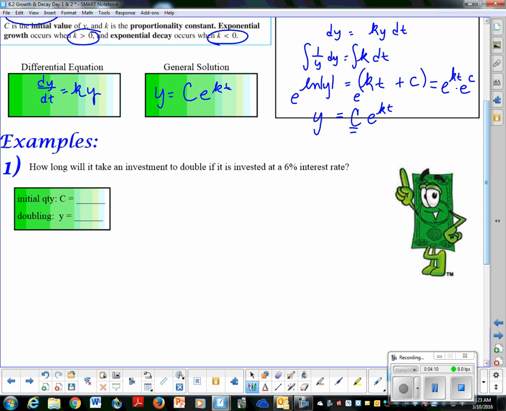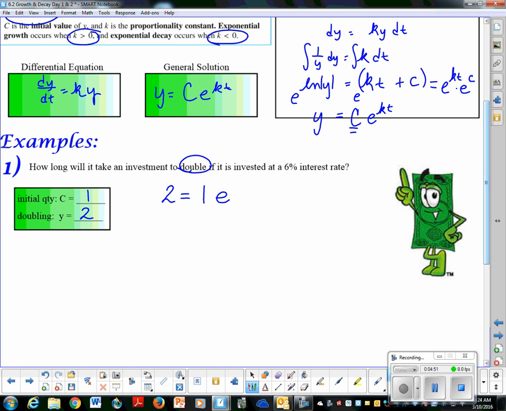Okay. How long will it take an investment to double if it is invested at a 6% interest rate with continuously compounding interest? Well, in this case, our initial quantity C, I don't have an initial quantity, do I? But I want to double. So you could create some initial quantity. Maybe I say I have $1 invested, and then I want to see how long it takes to double, so then I'll come out with $2.